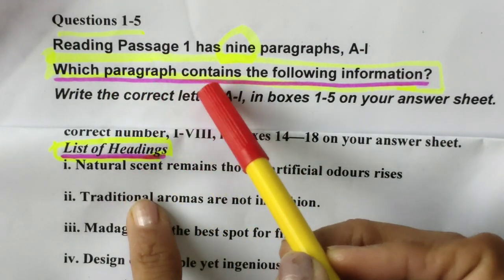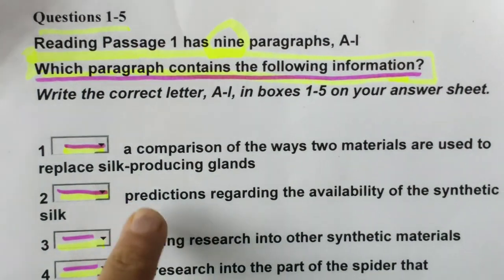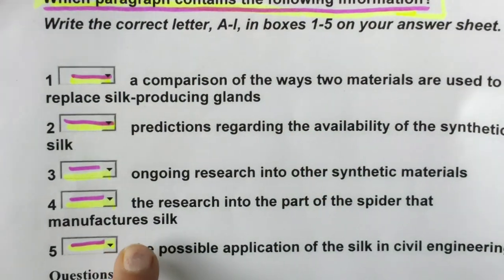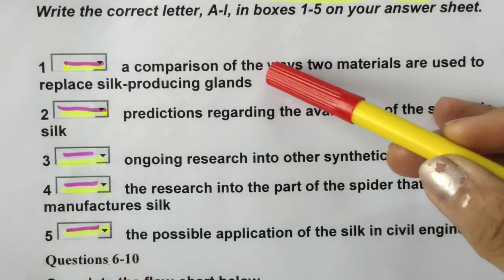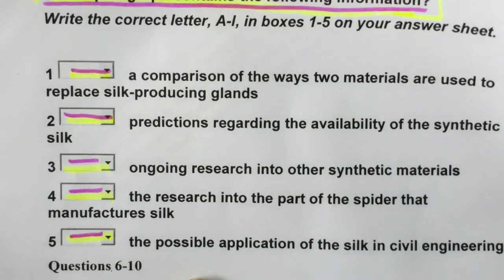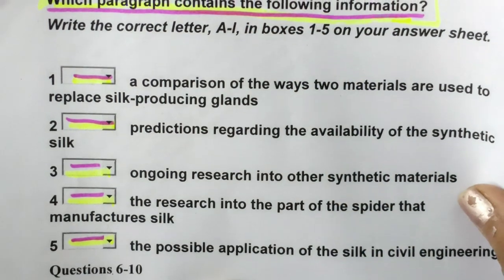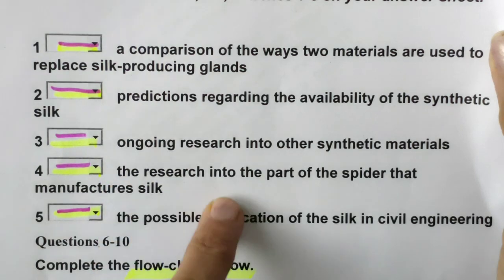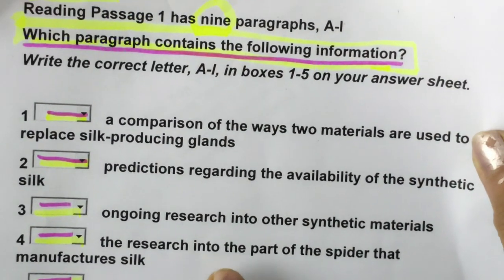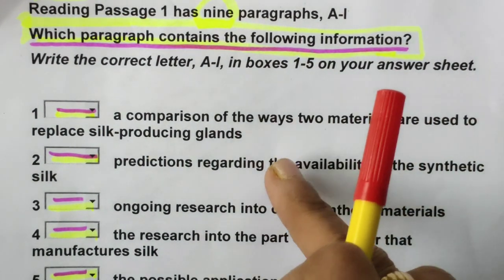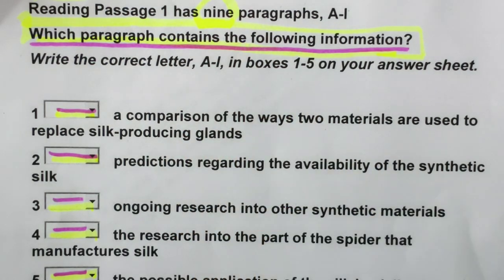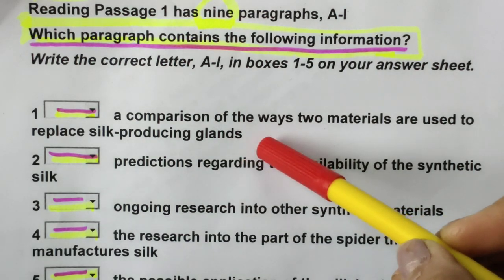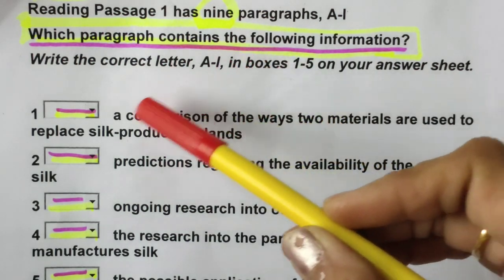So, which paragraph contains the following information? These are pieces of information they have given in these questions. It's not necessary that every paragraph will have one. Here 9 paragraphs are given and the questions are only 5, meaning the pieces of information are only 5. So we have to read, match the keywords and do a little paraphrasing, and with the help of those keywords you can easily get answers for these 5 questions.